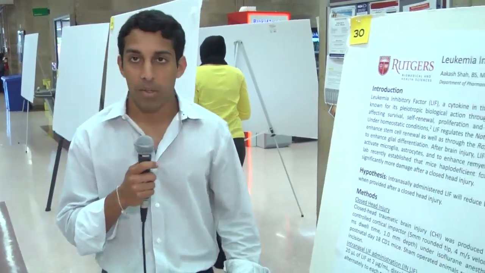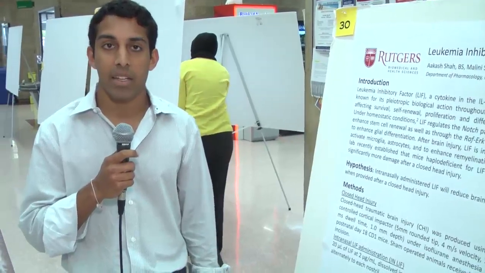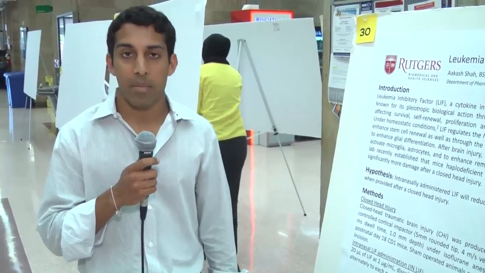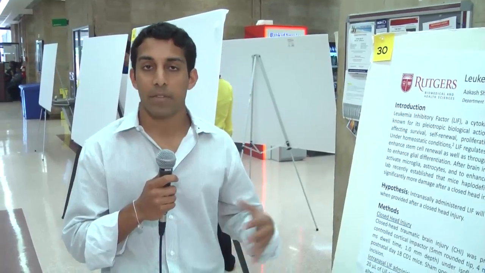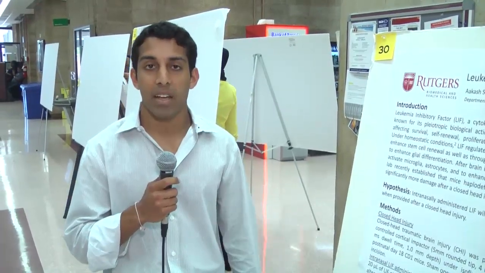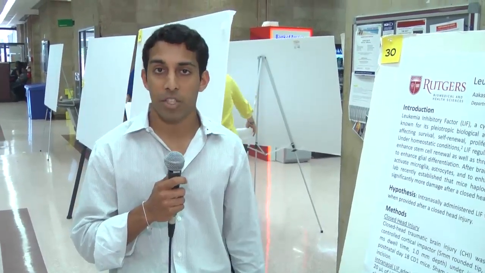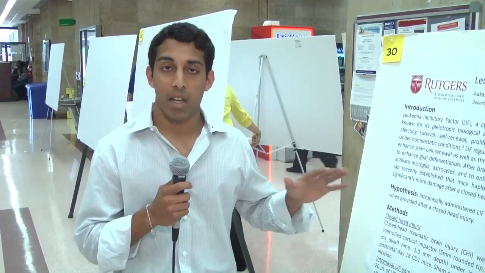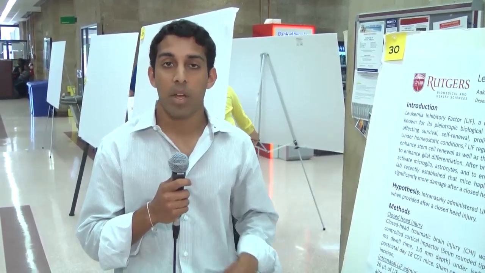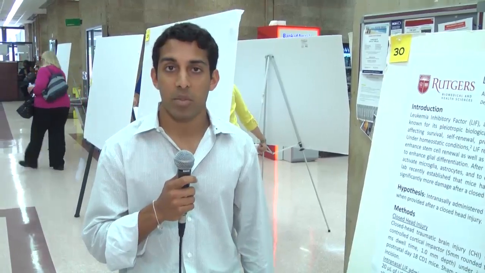So basically, leukemia inhibitory factor is a cytokine. It's a part of the interleukin-6 family, and it's a pleiotropic factor in the sense that it affects many different parts of the brain. It affects cell proliferation, self-renewal, survival, and differentiation, so there are a lot of different processes that this specific cytokine affects. Not much research has been done on how this factor is upregulated in closed-head injuries, so we wanted to investigate a little bit further into this.